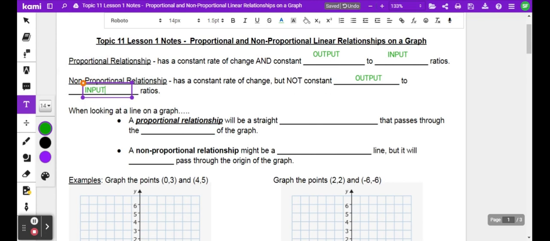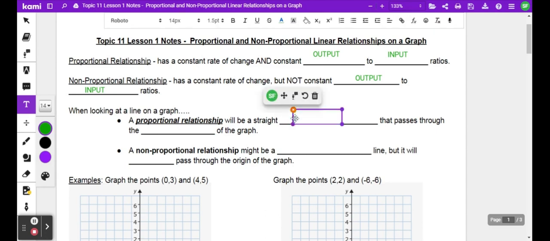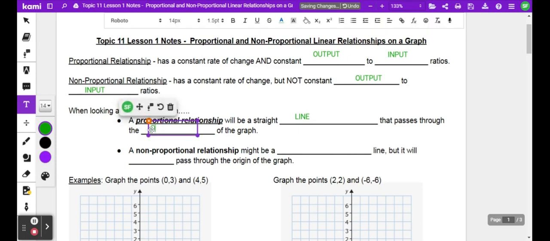So when we're looking at a graph and we have a line on a graph, there are some visual clues that we can use to tell whether it is a proportional relationship versus a non-proportional relationship. If you have a proportional relationship, the line that you will see on the graph is going to be straight, and that line will pass through the origin of the graph. Again, in topic 9 we talked about graphing and the origin. We should all understand that's located at 0, 0 on a graph. So that line will be a straight line and it will go directly through the origin.